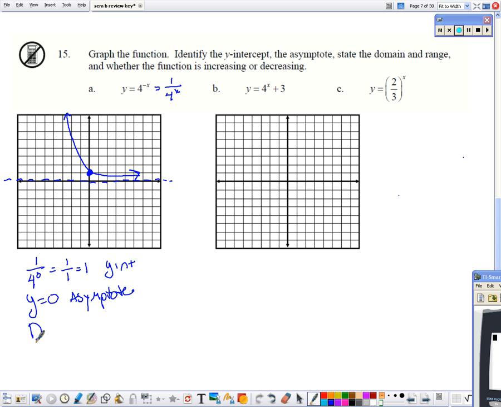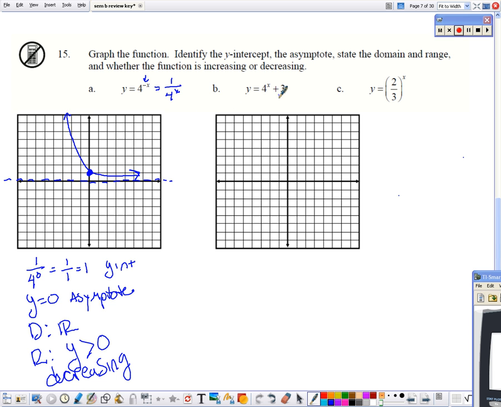So the domain is all reals. The range is y is greater than 0. And the function is always decreasing. Another way we can think of it as being decay is because of this negative, it flips it over the y-axis. So instead of being a growth, it's flipped to be a decay.